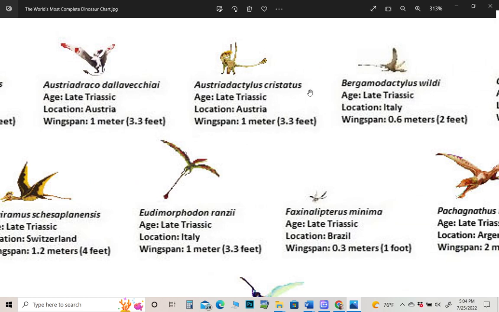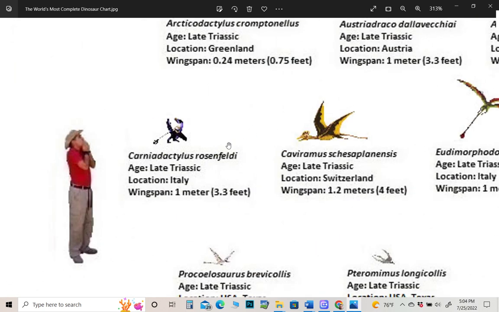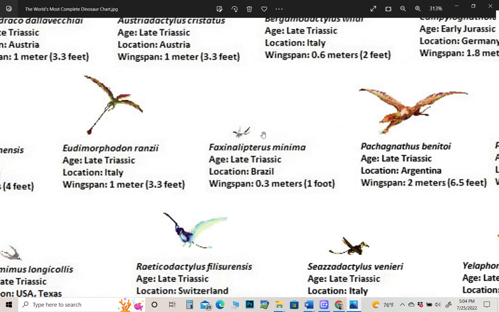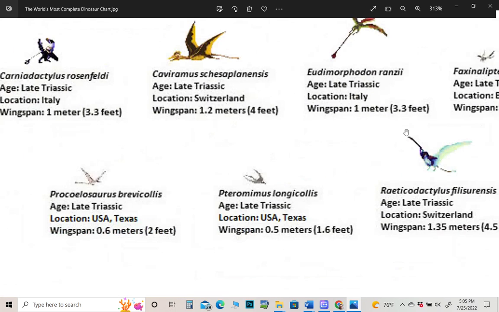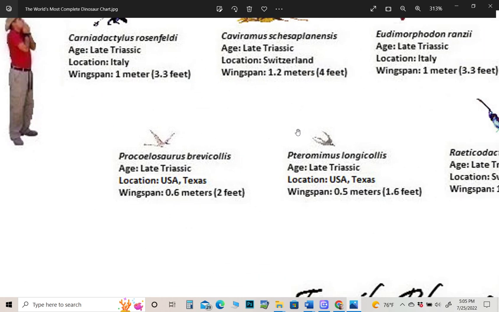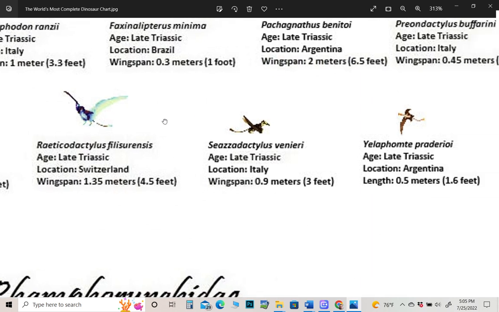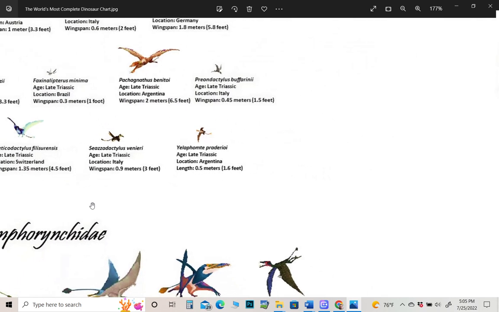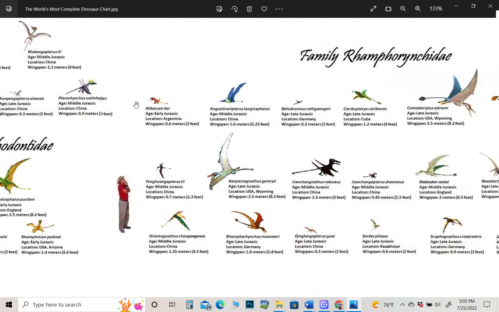Austriodraco, Austriodactylus, Bergmanodactylus, Campylognathoides, Carniadactylus, Caviramus, Eudimorphodon, Preondactylus, Peteinosaurus, which was discovered this year actually, Raeticodactylus, with a little crest up there you can see. Ciazodactylus, which was also discovered this year. And then the Rhamphorhynchids proper.